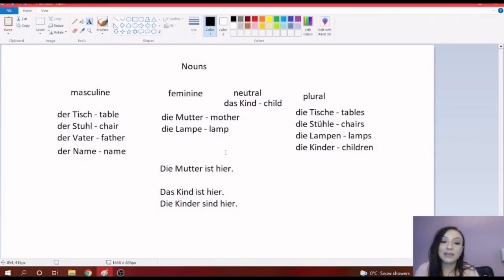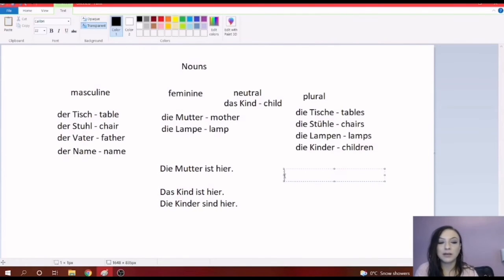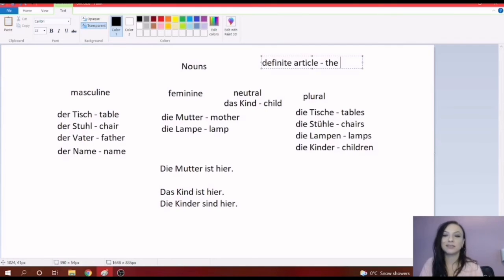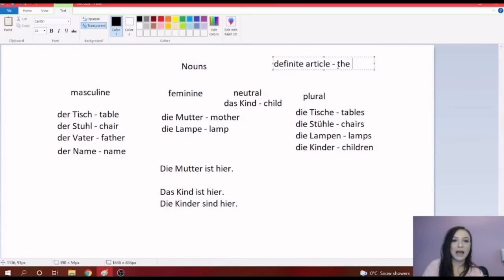And another thing, this is the definite article, like in English, the. So der, die, das, and die. This is usually how dictionaries, for example, refer to the nouns. If you open the dictionary or search the noun online, you will find this definite article next to the noun, and it's the best way to learn it with the definite article.